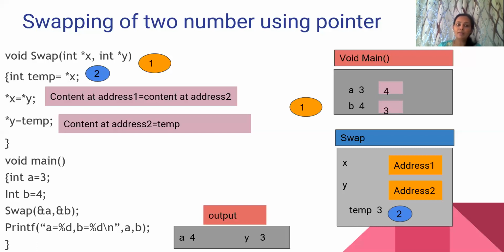Now when this function is over and the print statement is executed, you can see the values of a and b have been swapped. The value of a is 4 and b is 3. That is how the values get swapped when we use the function swap with the help of references. So this is all about pointers. Thank you.